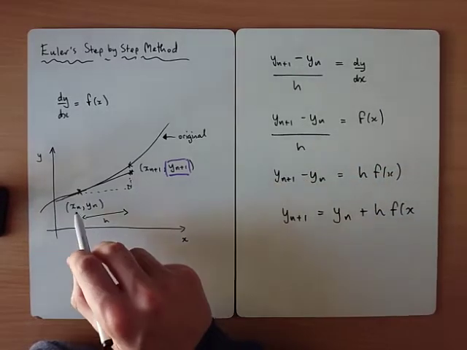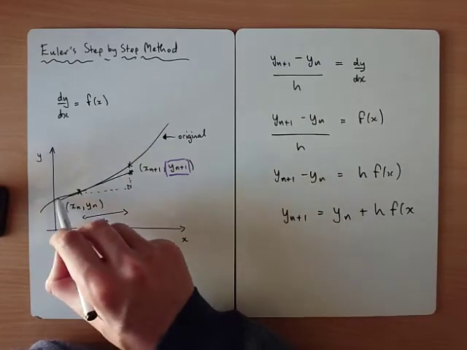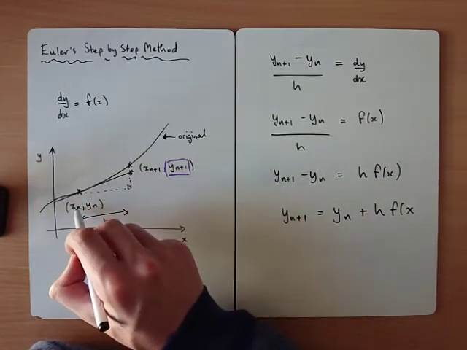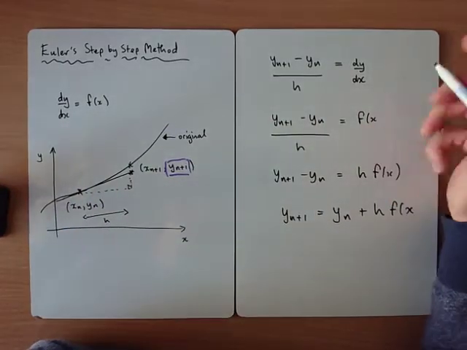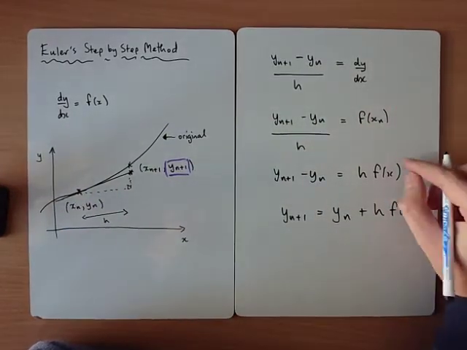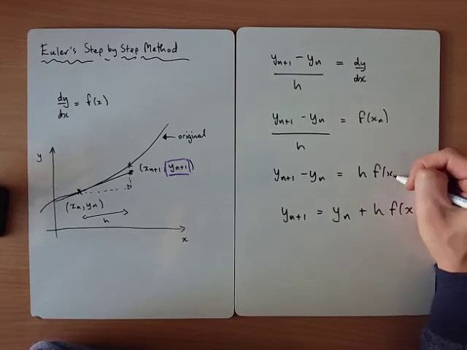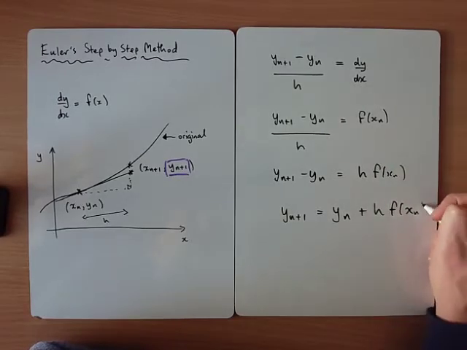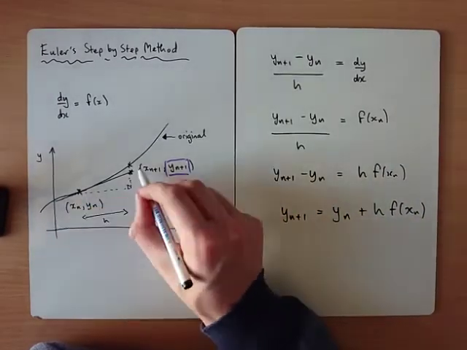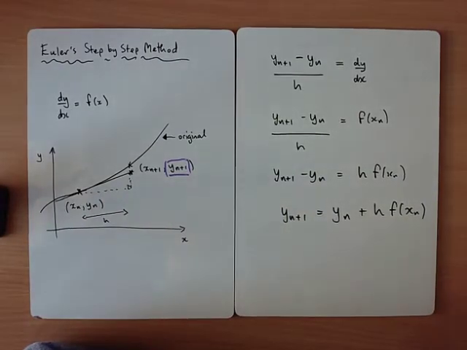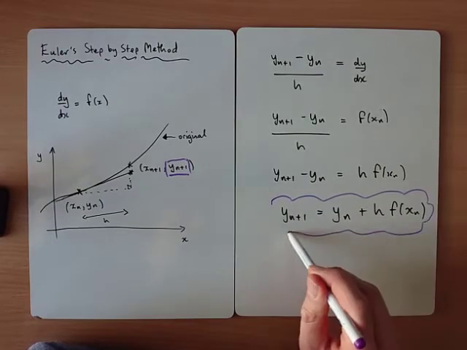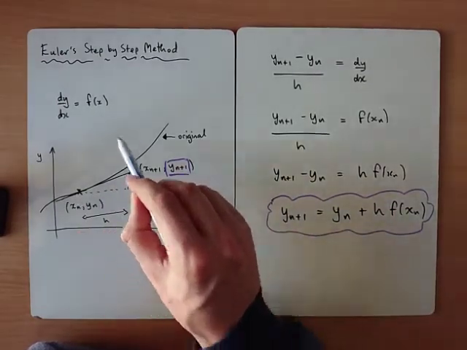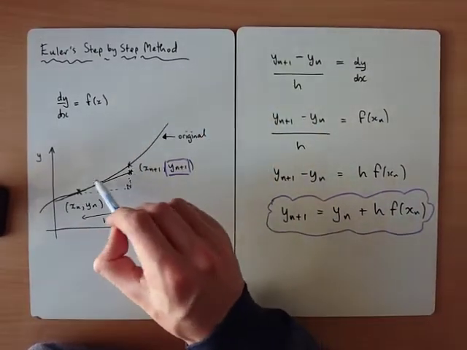Sorry, one small mistake. We evaluate the derivative there, that gradient would be the derivative at that x value, so I should be writing the gradient evaluated at xn. Because if you sub in that x coordinate, you get that gradient, don't you? So that is our formula that we can use for this step-by-step approach to approximate where the curve goes.